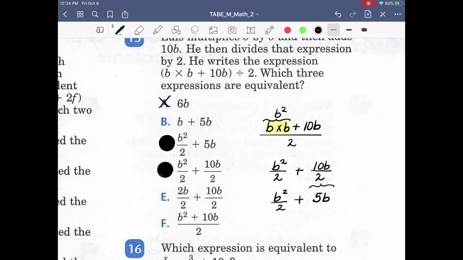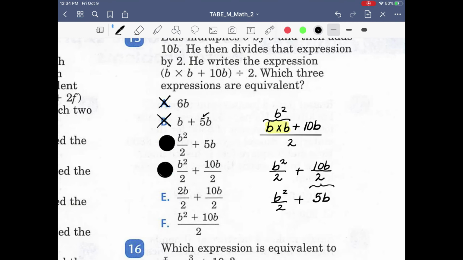Could it be B? The 5b is okay. This part is okay, but we've lost one of those b's and we've also lost that denominator of 2 with the b's. So the 5b is okay, but not this first part. That first term is not correct.